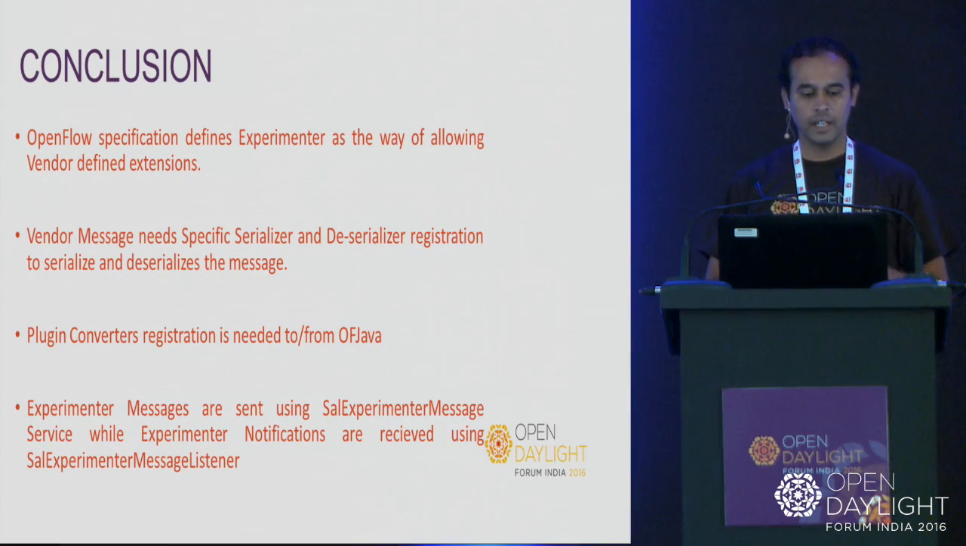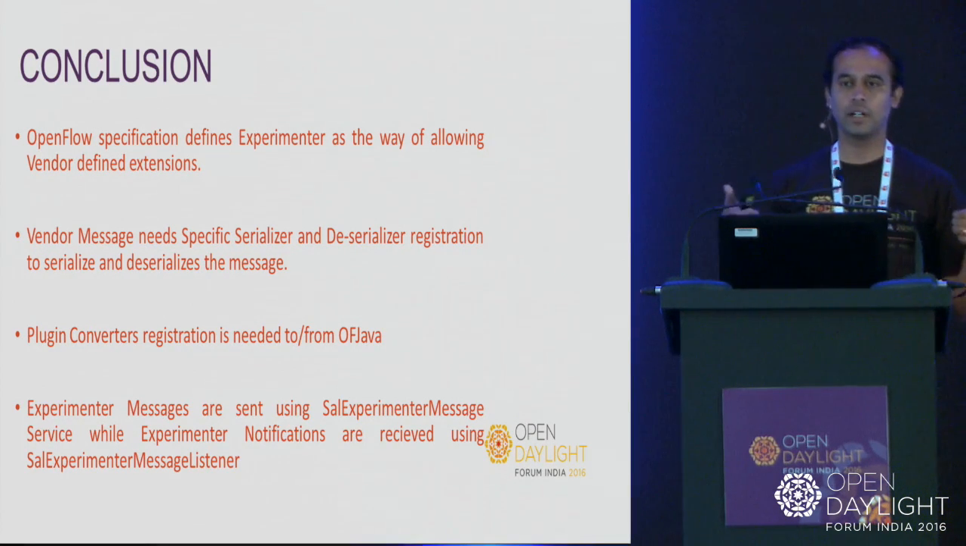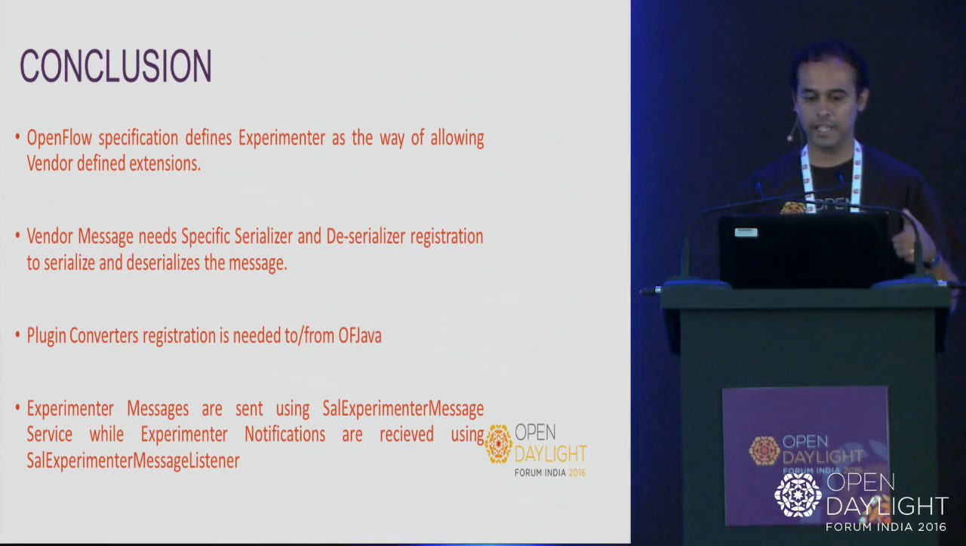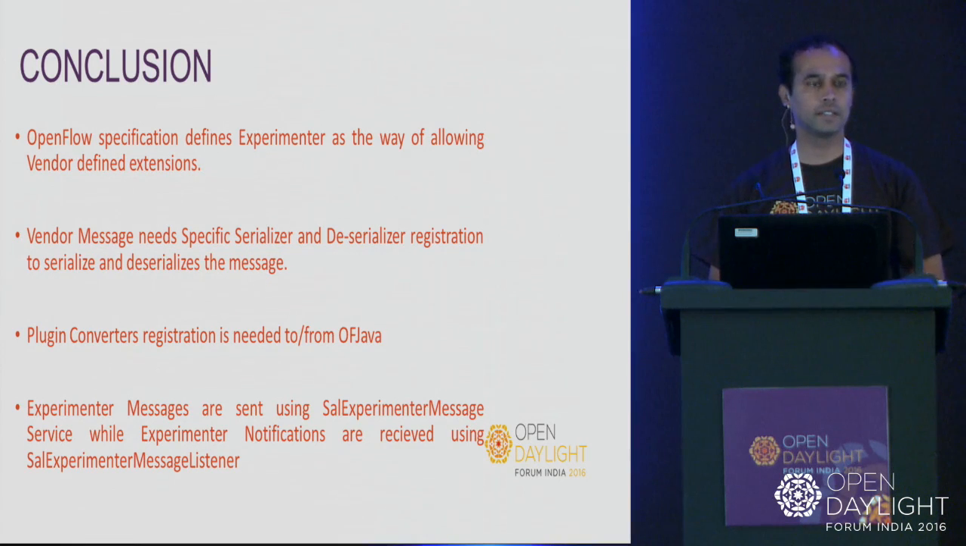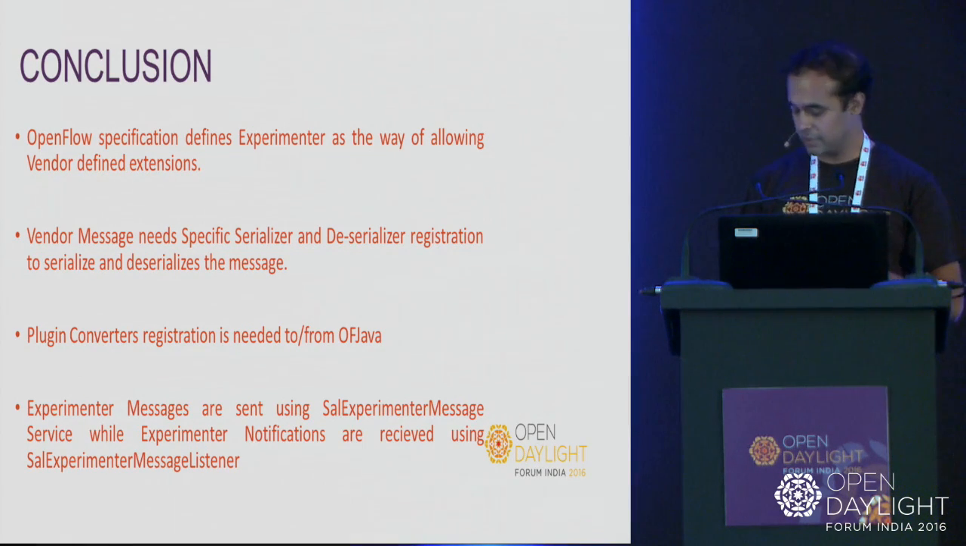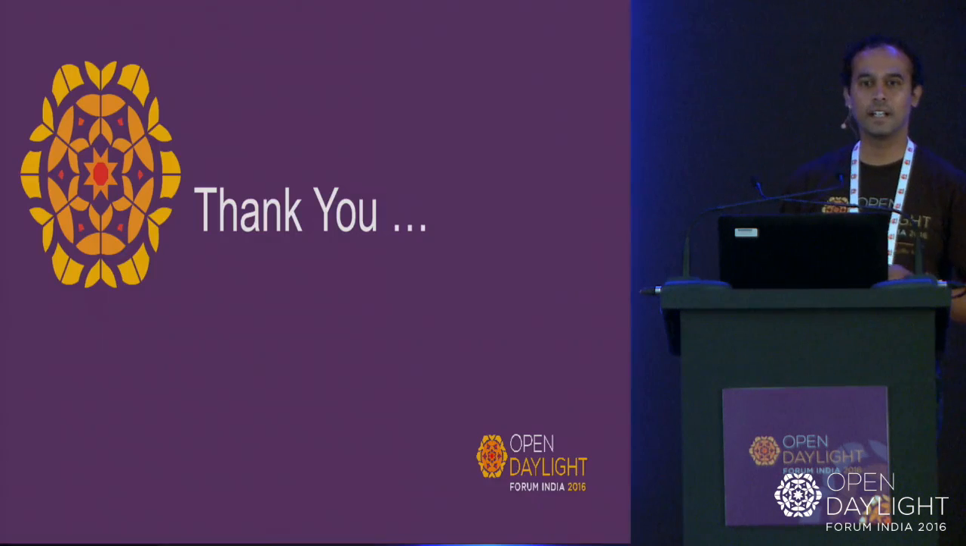A vendor message needs a specific serializer and deserializer at the OpenFlow Java layer. And similarly, a converter and translator are needed to and from the OpenFlow Java layer at the plugin. So typically you'll be hand-holding and coding on these two layers, and then I have my specific module to do the required handling on this experimenter data. Finally, experimenter messages are sent using the SAL experimenter message service, while notifications are received by the listeners. So that's the overall content in a nutshell.